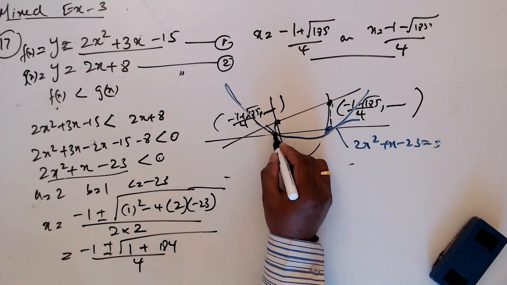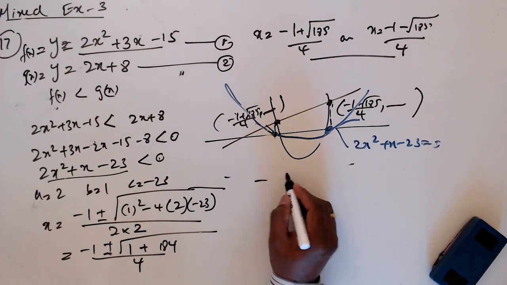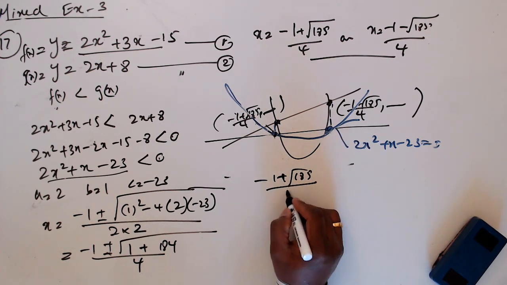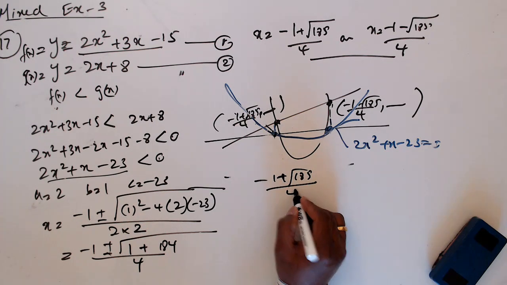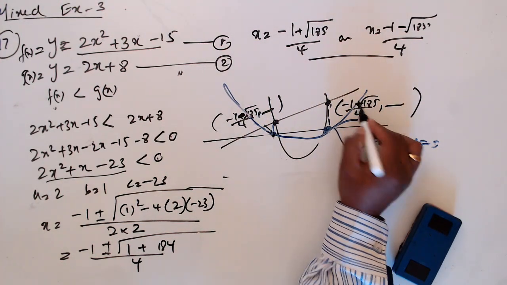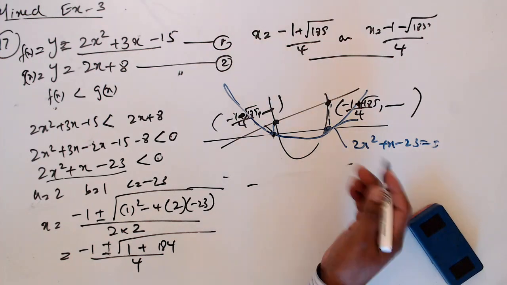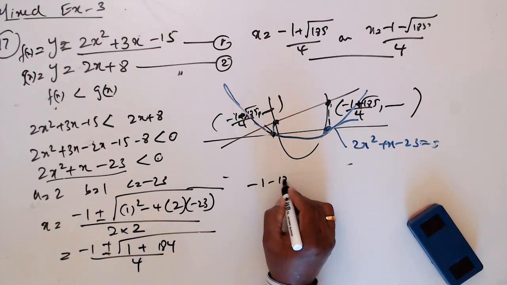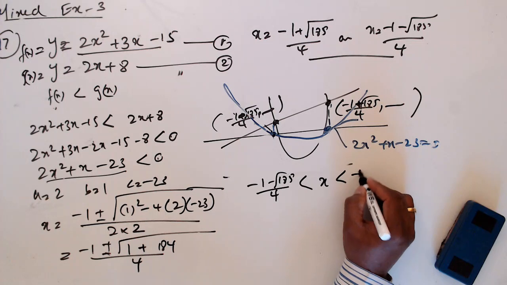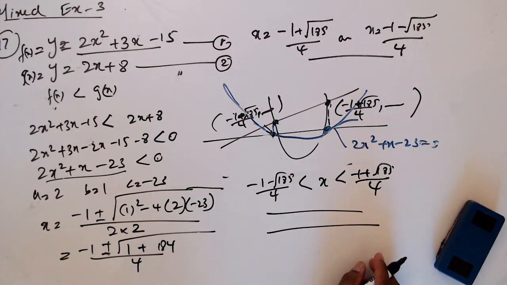So then the final answer is minus 1 plus square root of 185 over 4. Which one will come first? This has to be minus, actually this has to be plus. So this is the smallest value, this is the largest value. So minus 1 minus square root of 185 over 4 less than x less than minus 1 plus square root of 185 over 4. So this is the right area.